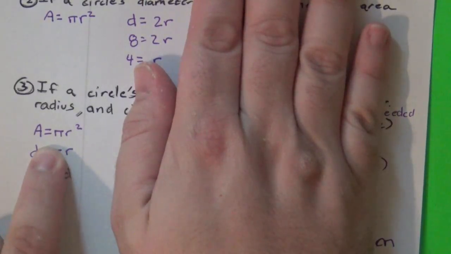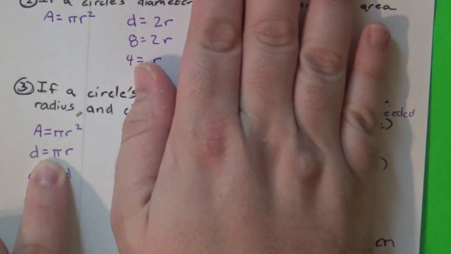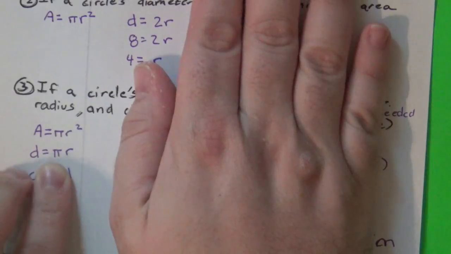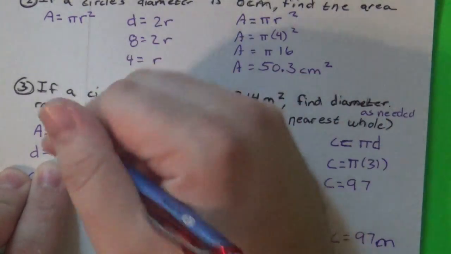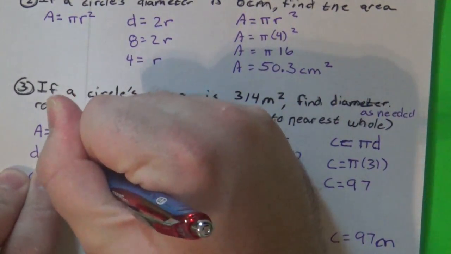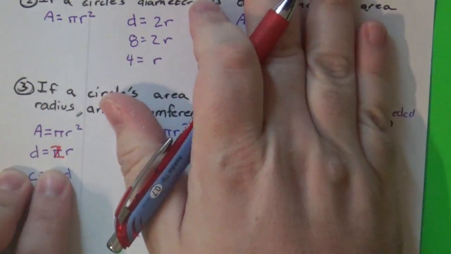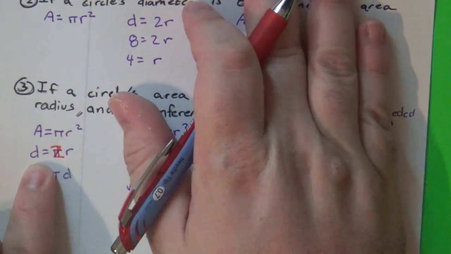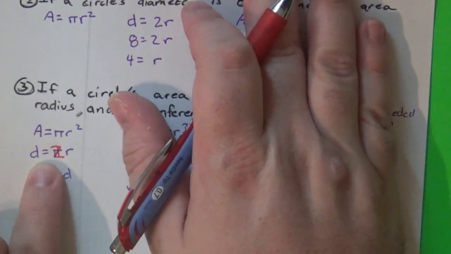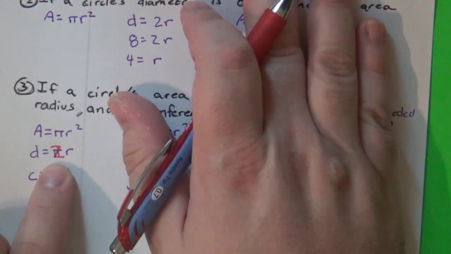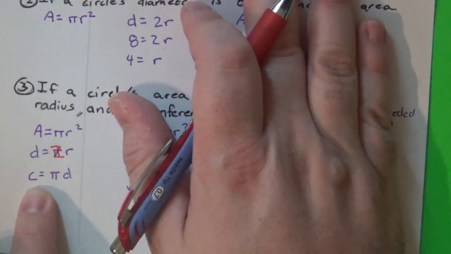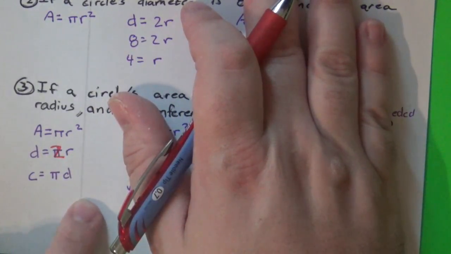And when I know r, I can use that to find my diameter. That shouldn't say pi, guys. That should say 2. Wow, I really am sick. So diameter is equal to 2 times the radius. All right. Once I know that, I can find my circumference. But circumference equals pi times diameter.